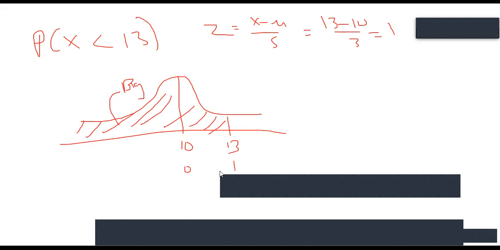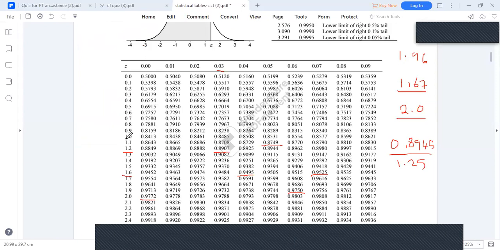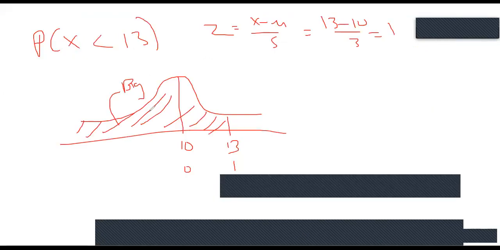So whenever it's big, we read directly, we don't subtract. So let's go into the table under 1.0, we get 0.8413. So this reading, 0.8413, is from here to here. So no need of subtracting. 0.8413, we read it as it is. So this will be 0.8413.